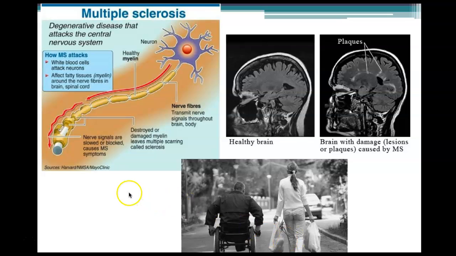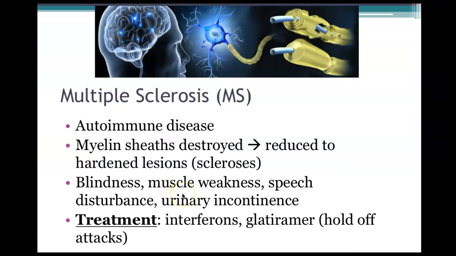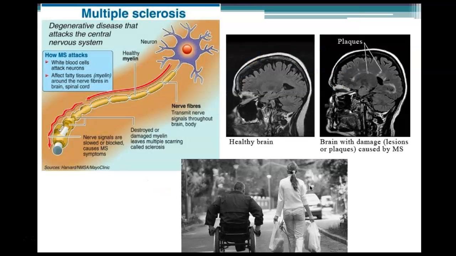This is just showing you a picture of how the myelin sheath functions normally, healthy, and then how multiple sclerosis attacks occur. White blood cells attack neurons. There's a bunch of inflammation, and the white blood cells are going to break down the myelin sheath, so nerve signals can be slowed or blocked, and that's why a person experiences blindness, so eyes won't work, muscles won't work, speech won't work, urinary incontinence. I mean, everything ends up affected.